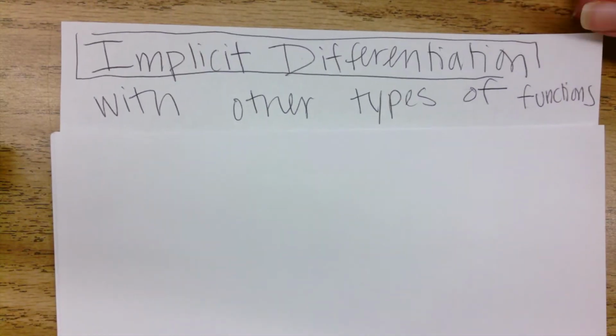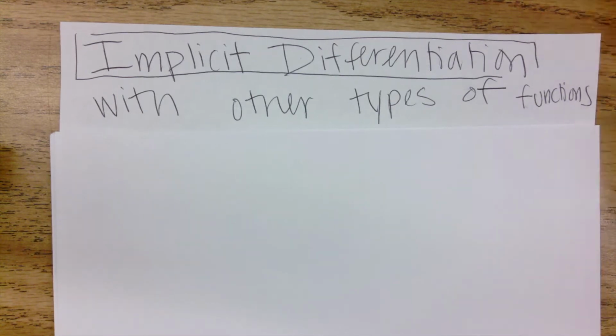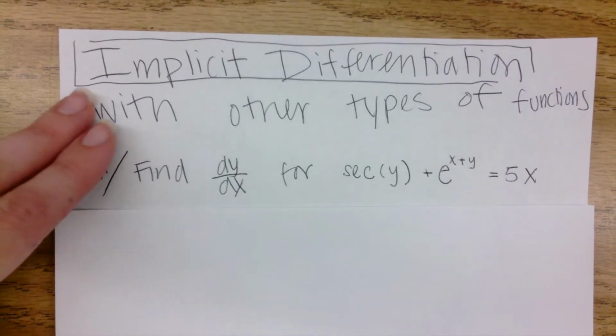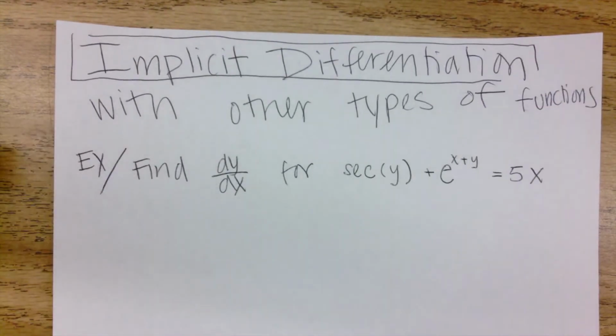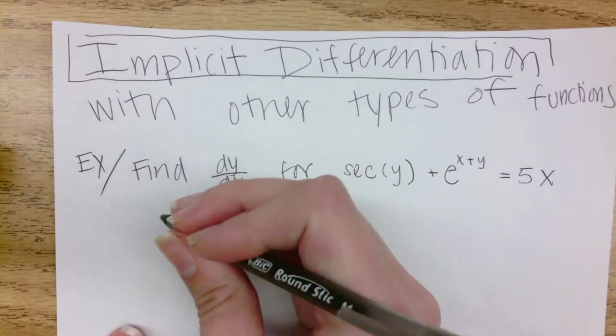This video is an example of how to use implicit differentiation with other types of functions. Example: we're going to find dy/dx for secant of y plus e to the x plus y equals 5x. The first thing you need to do, as always, is rewrite the whole equation.